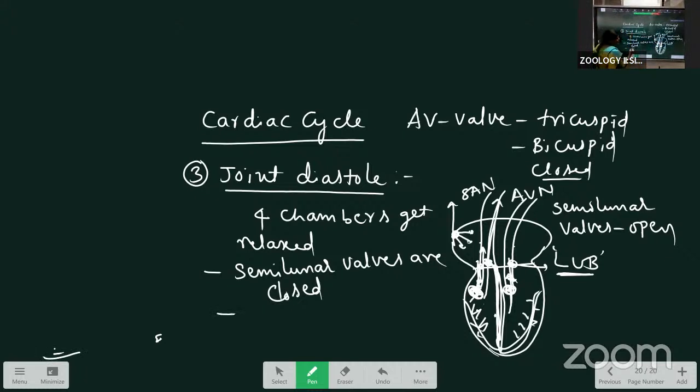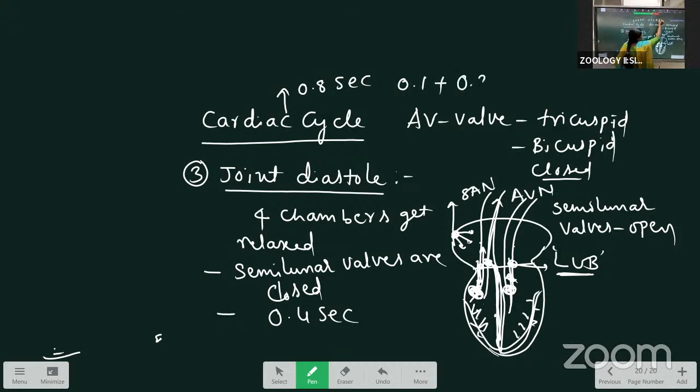This duration is 0.4 seconds. The total cardiac cycle duration is 0.8 seconds. First, the atrial systole, how much? 0.1 second, plus the ventricular systole is 0.3 seconds, and the joint diastole is 0.4 seconds. Totally, it is 0.8 seconds. Here, this is about the cardiac cycle.